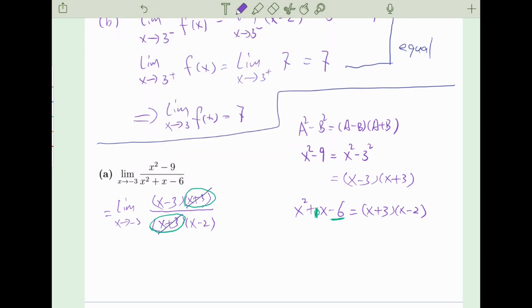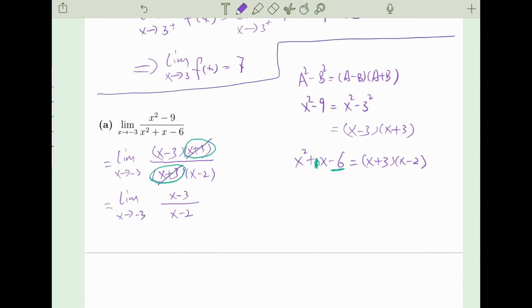And now we are left with (x minus 3) over (x minus 2). But now we don't have the 0 factors anymore. We've gotten rid of it. And now we can plug in -3. So we have -3 minus 3 divided by -3 minus 2. That is -6 divided by -5, which is 6 over 5. It's no longer 0 over 0. Okay, that is the method.